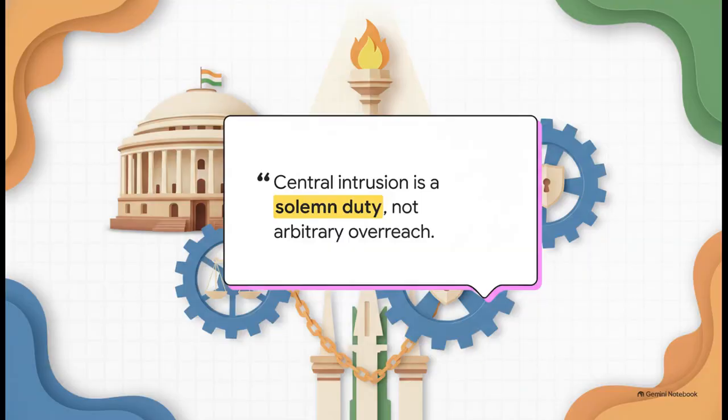I really want to highlight Dr. B.R. Ambedkar's take on this. As the chief architect of the Constitution, he defended this concept by arguing that central intrusion into a state's domain is not arbitrary overreach. Rather, it is a solemn constitutional duty. I think that brilliantly illustrates how this power was intentionally designed to protect and maintain the constitutional framework, definitely not to destroy it.